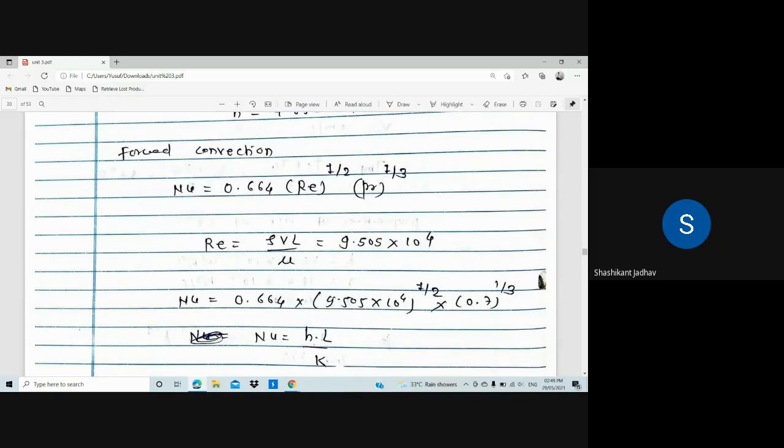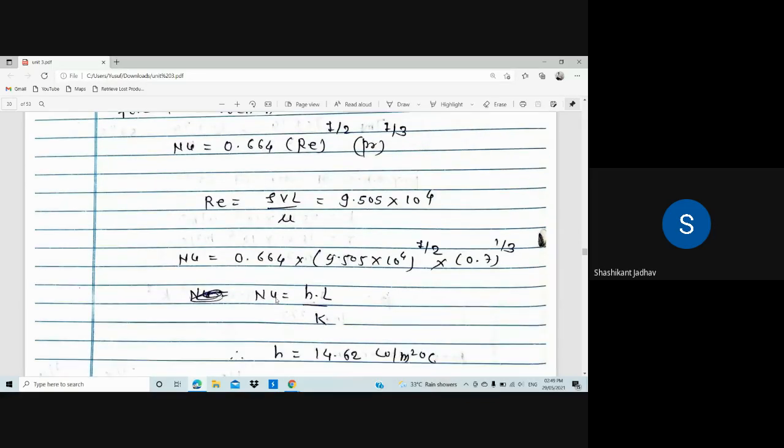Now we have to find out the value of heat transfer coefficient for the forced convection. So write down that relation. Nusselt number is equal to 0.664 Re raised to 1 by 2 Prandtl raised to 1 by 3. First of all, we have to calculate the value of Reynolds number. So Reynolds number is equal to rho VL divided by mu.